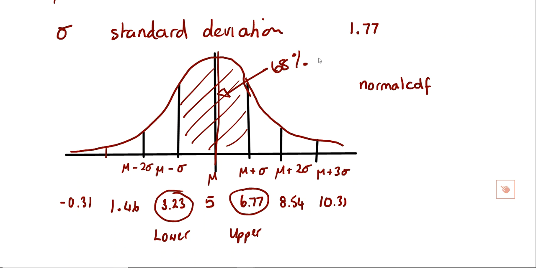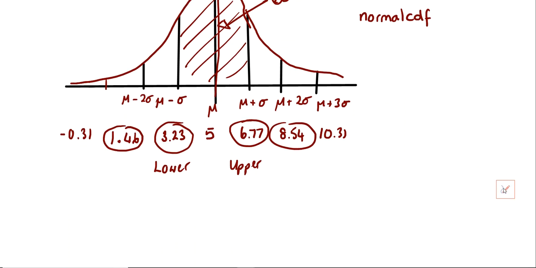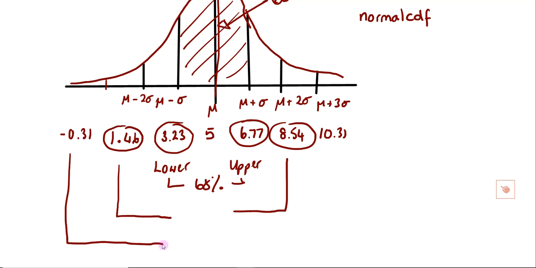How much data should be within 2 standard deviations? So now I'm asking you to extend it and go from 1.46 to 8.54. So we know that there's got to be 68% of your data between 1 standard deviation. But if I'm now looking at 2 standard deviations, and then once you've done that, go for your 3 standard deviations. How much data should be within those values?